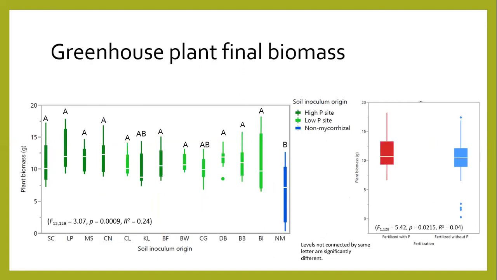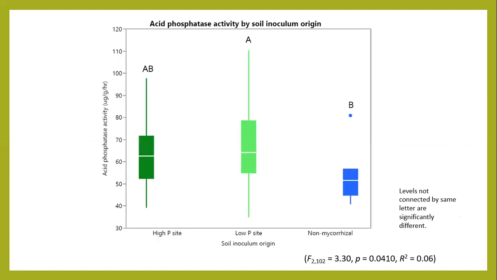Looking at the final biomass, you can see that the non-mycorrhizal plants were significantly smaller than all the plants with mycorrhizas, and plants fertilized with phosphorus were significantly larger than plants fertilized without phosphorus, regardless of soil inoculum origin as well. The acid phosphatase data showed a trend where plants with AM fungal communities from low phosphorus sites had higher acid phosphatase activity, but it was not significantly different from the communities from high phosphorus sites.